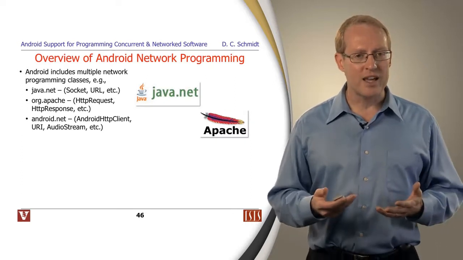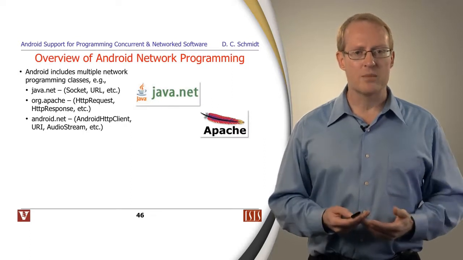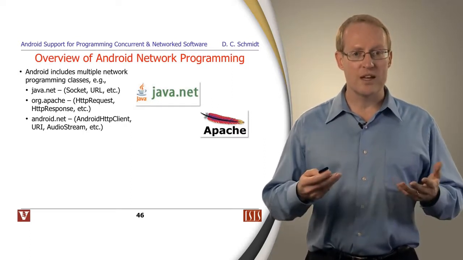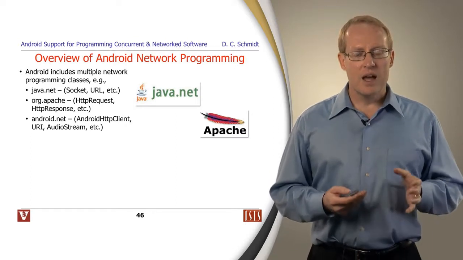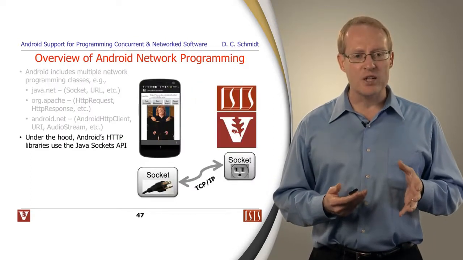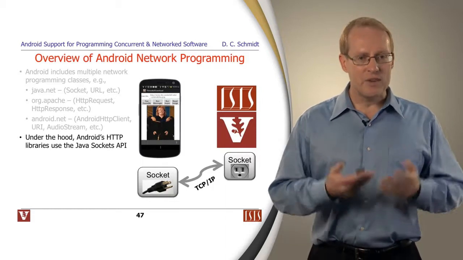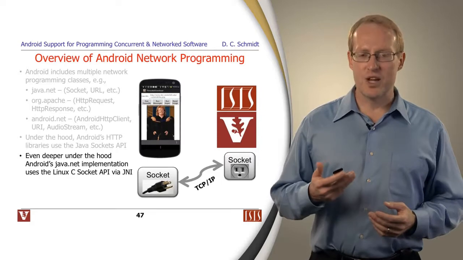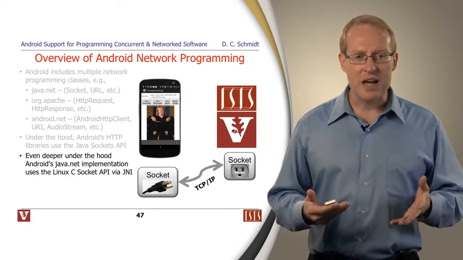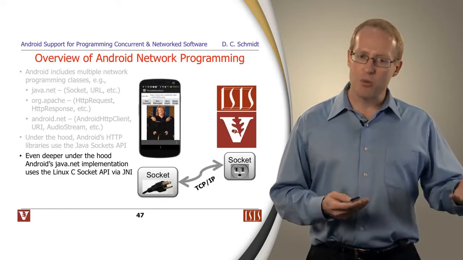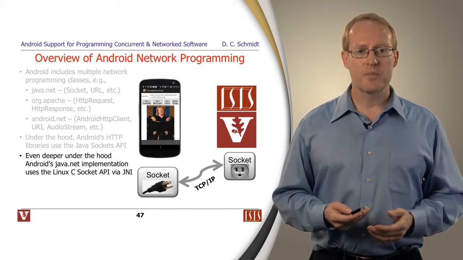And these are all Java interfaces for being able to access sockets or lower-level mechanisms for communication, as well as more web programming interfaces using HTTP. Under the hood, the Android HTTP libraries use the Java Sockets API. And if you go even deeper under the hood, the Java Sockets API actually uses the underlying Linux C-Sockets API that we had talked about in the previous module on OS support for networking mechanisms.